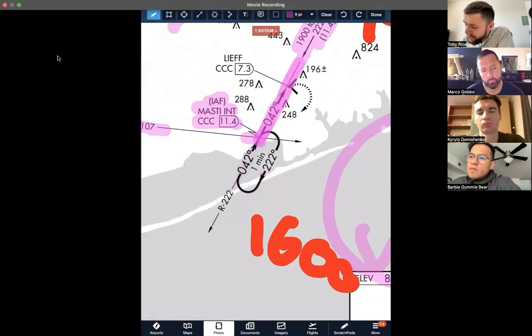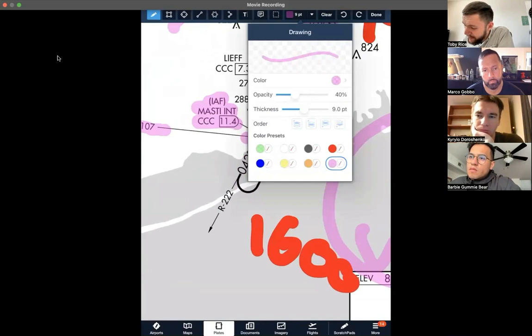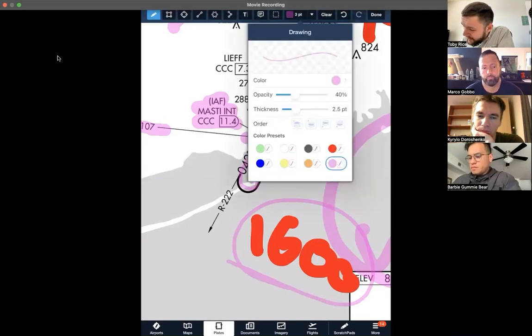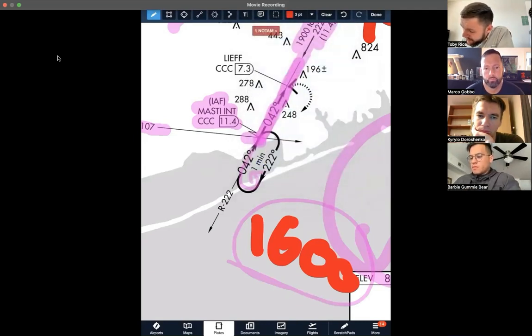I'm going to change this to a slightly different thickness so it's easier to see what I'm doing. There we go. I go out, turn in like this. Is everyone following so far? Okay, I'm doing that at 1600. Now, as soon as I intercept this radial inbound, I'm going to wait until I cross Masty again.